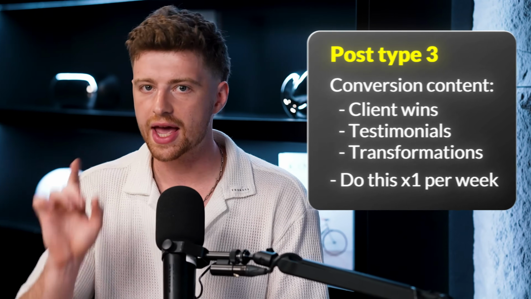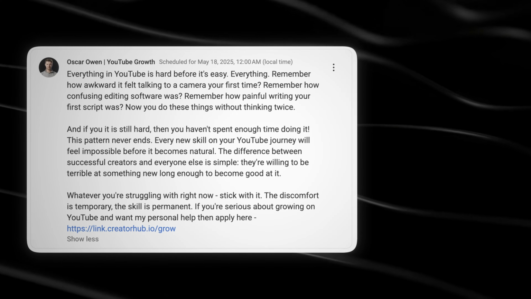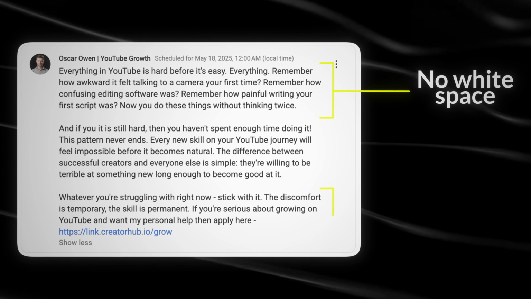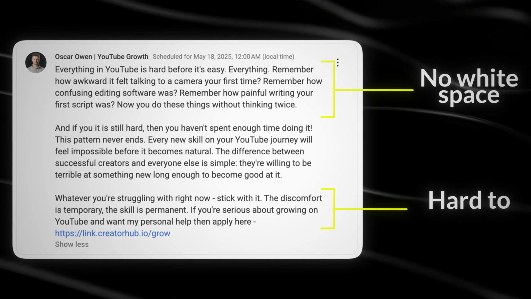But here's the thing, it's not just what you say in these posts that actually makes a difference, it's how you say it and how you write it on the YouTube community tab that makes them really bingeable and readable. You see, most creators write community posts like this. They cram everything into a giant block of text, making it look really messy, and it just feels like a lot of effort to read. But top creators, on the other hand, use white space and structure to make their posts easier to consume. So here's a quick hack to do the same thing.